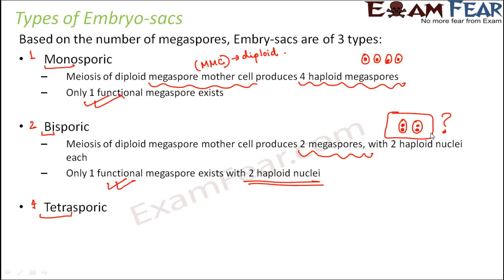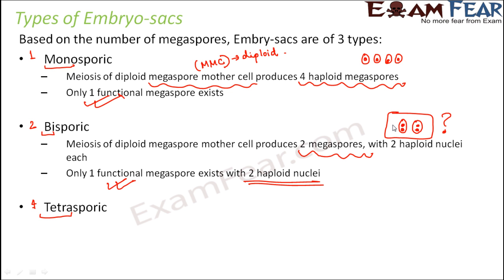But in this case, there is no cytoplasmic division after meiosis 2, because only when there is cytoplasmic division would these two nuclei divide. But that cytoplasmic division is missing in the case of the bisporic embryo sacs. In fact, whenever the cytoplasmic division doesn't happen, only there do we get a bisporic embryo sac.